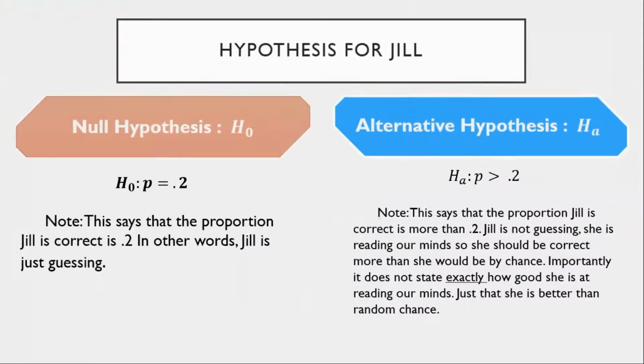So for Jill, the null hypothesis was the assumption she was guessing. In other words, that the parameter p, the proportion of correct guesses, was 0.2. Jill is just guessing. The alternative hypothesis was p is greater than 0.2, right? She's better than just guessing because she's somehow reading our minds. Importantly, the alternative hypothesis doesn't make a statement of just how good she is at reading our minds. She didn't say she was perfect at it. It just says she's better than chance at it.